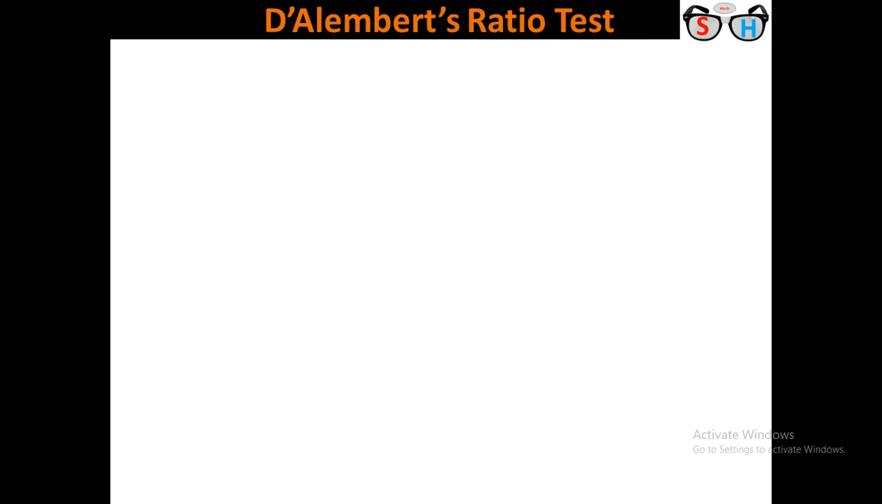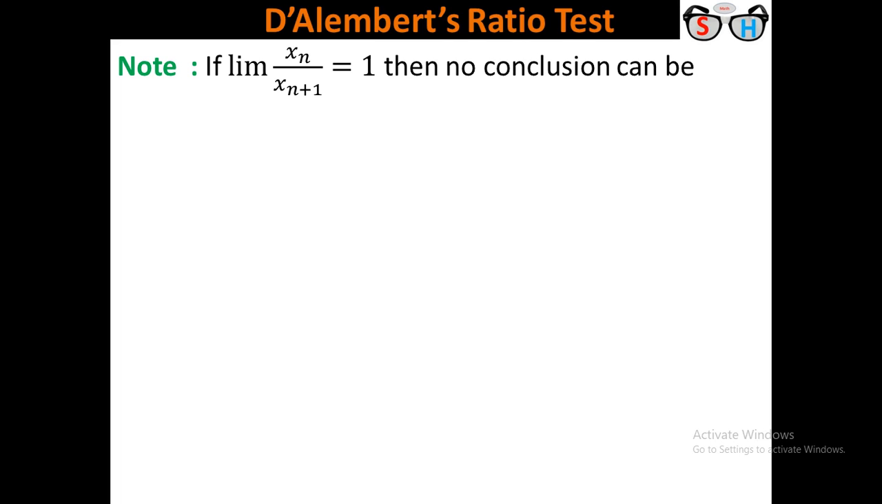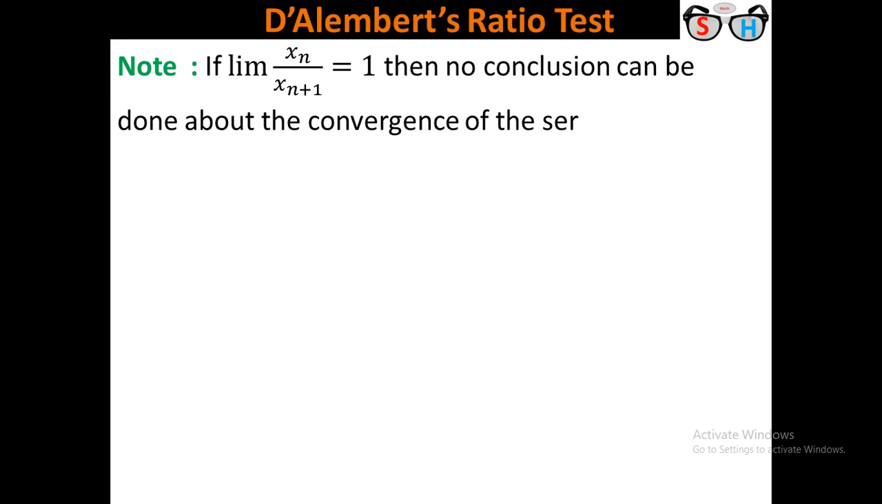Now, in D'Alembert's ratio test, when L is 1, no conclusion can be made about the convergence. That is, when L is 1, the test fails to determine the nature of the series. I will give the justification. For justification, I consider two series. In one series, I will show that it is convergent but the limit is 1. In another example, I will show that it is divergent but the limit is 1. So when L is 1, you cannot conclude about the nature of the series.